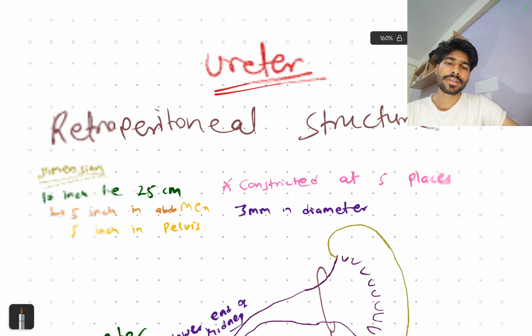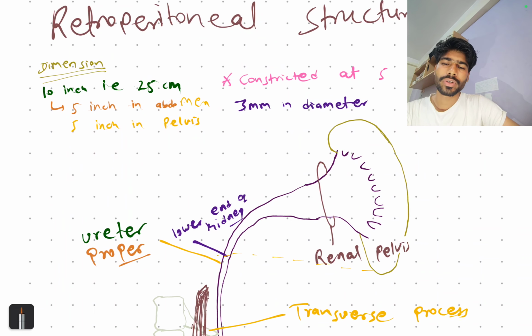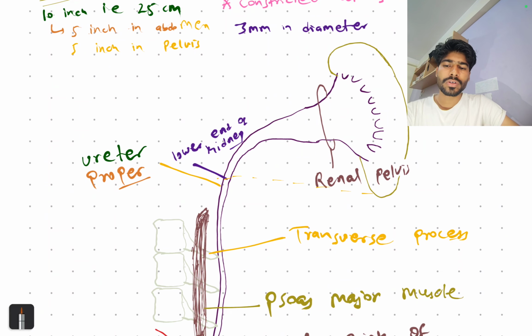And then there are 5 places in the ureter where it is constricted, and most of the stones, while passing from the kidney, lodge in those places. All right. So we need to know about that also. Before that, let's see the ureter. So this is the ureter.